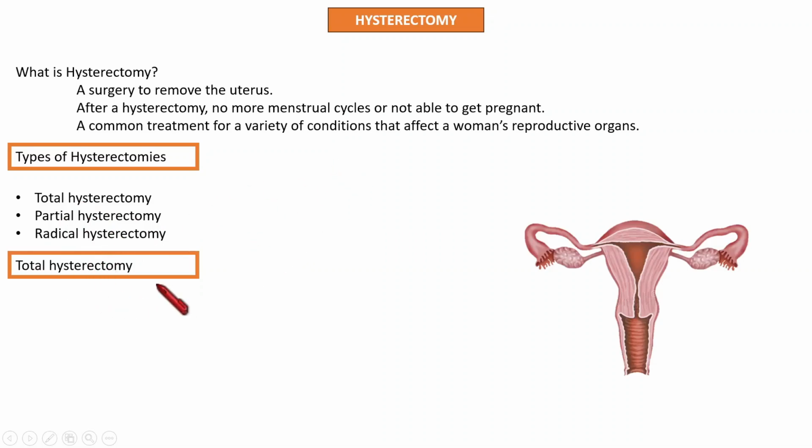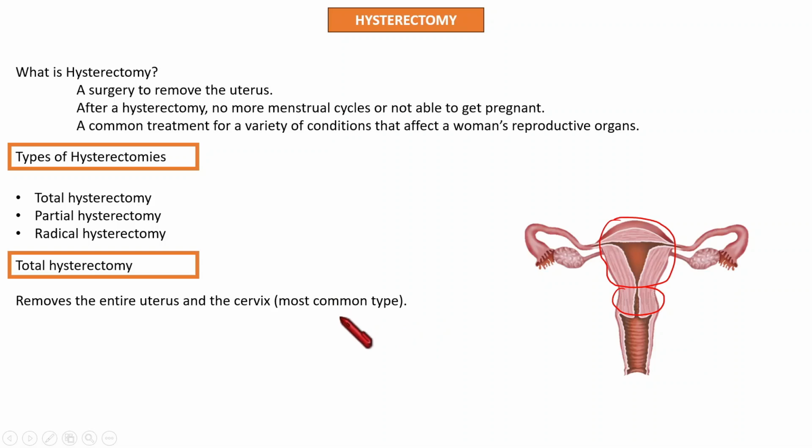In the case of total hysterectomy, as the name implies, the uterus is removed, and along with that the cervix is also removed. So that is what is called total hysterectomy. Uterus and cervix are removed, and it is the most common type of hysterectomy.